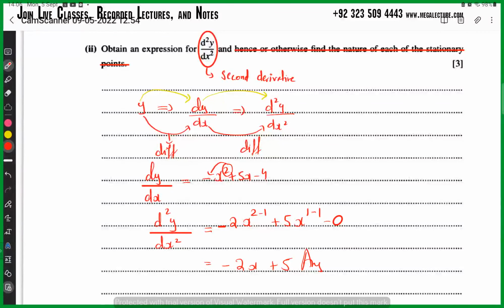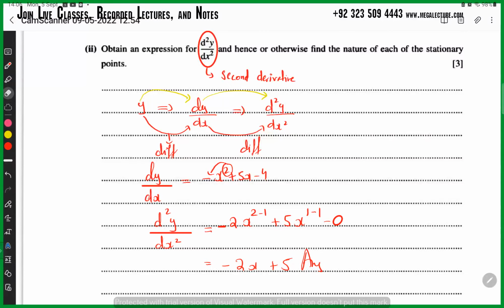Yes, Rafi and Munya, any difficulties with this? No, miss. Okay. Rafi, are you familiar with the nature of stationary points and all that? Like if it is a maximum or minimum, yes. Yes, miss. Okay, perfect. So this means that we can also do this part. Now, exactly the way you said, it says, hence or otherwise, find the nature of each of these stationary points. Now we got two stationary points. And in order to find the nature of stationary points, we need to use the second derivative.